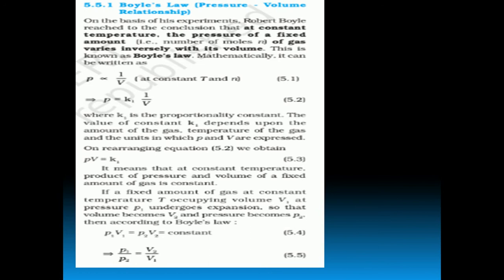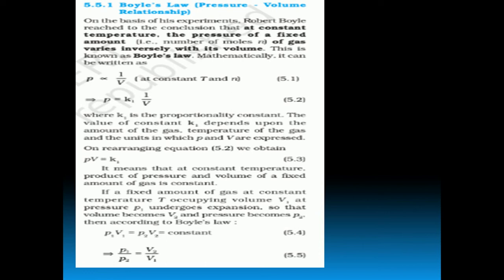Next we come to gas laws. We know that the volume of a gas depends upon the amount of gas, pressure and temperature. From the study of the behavior of gases, certain generalizations were made, and these generalizations are called gas laws. These gas laws give a quantitative relationship between any two variables when the other two are kept constant. So number one is Boyle's law, the pressure-volume relationship.